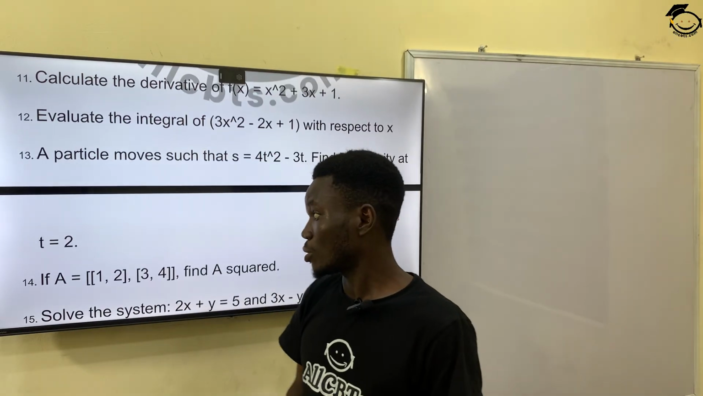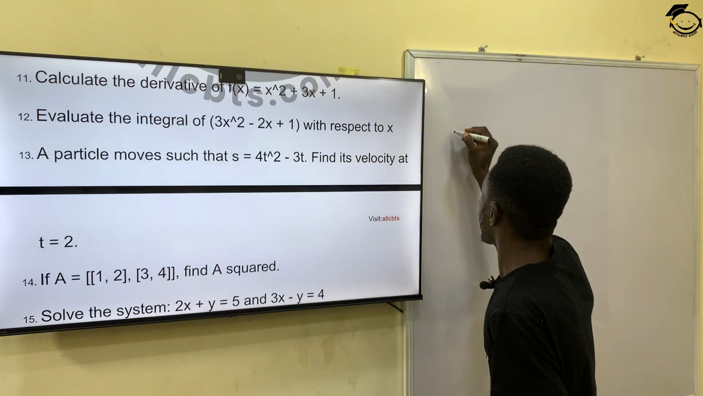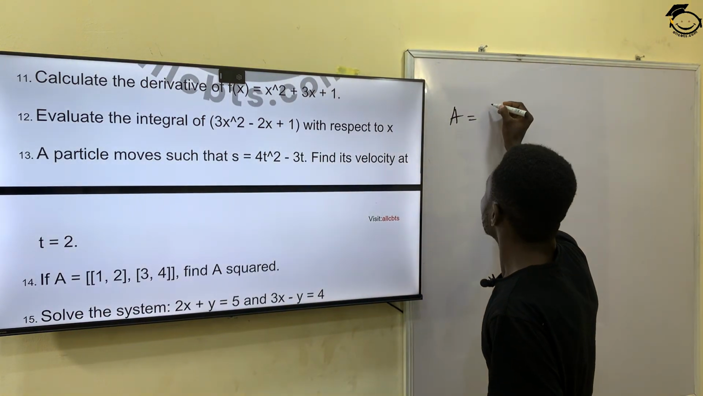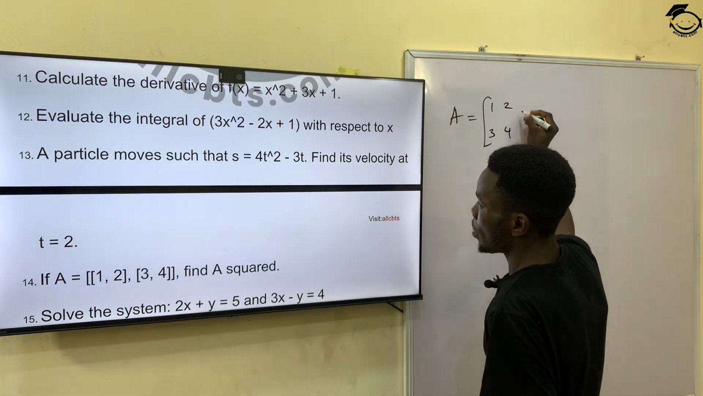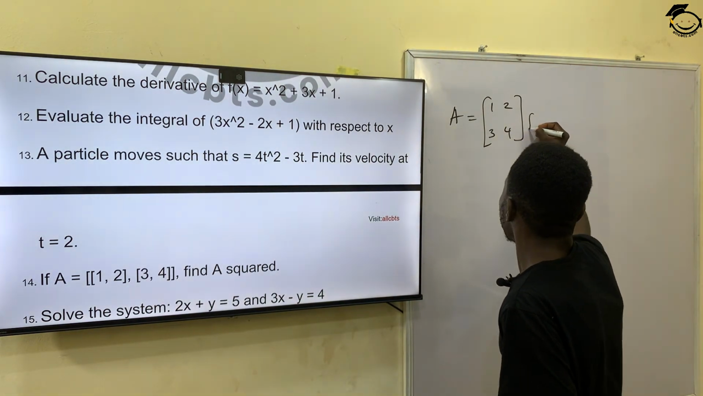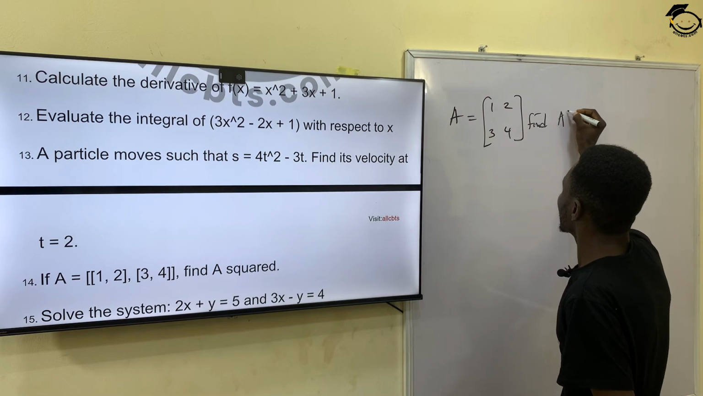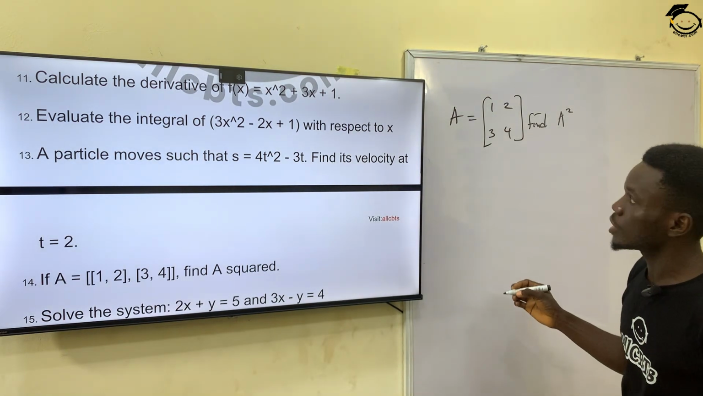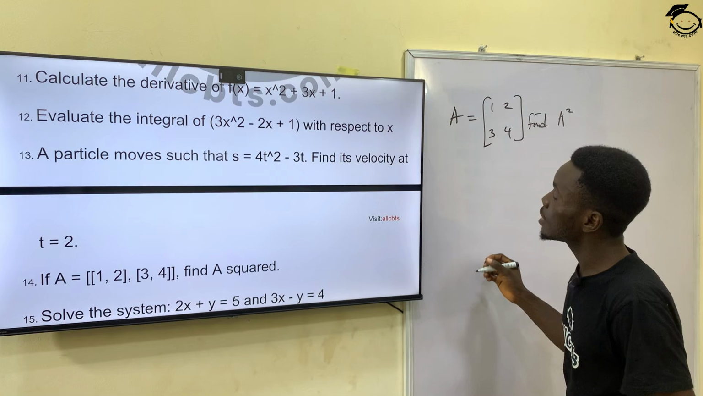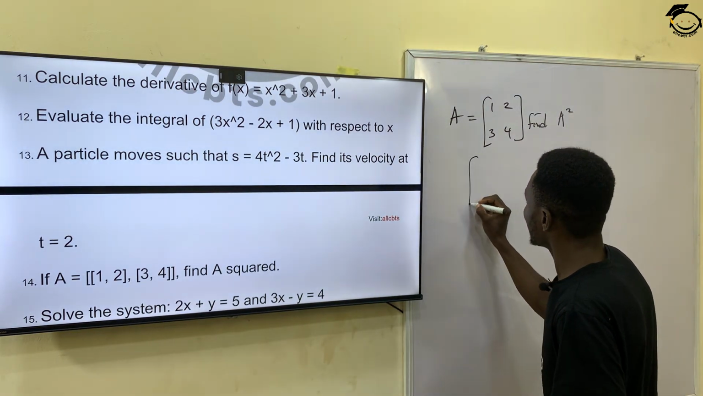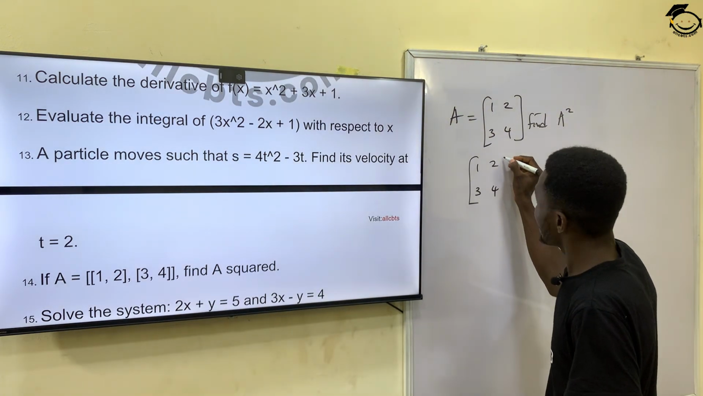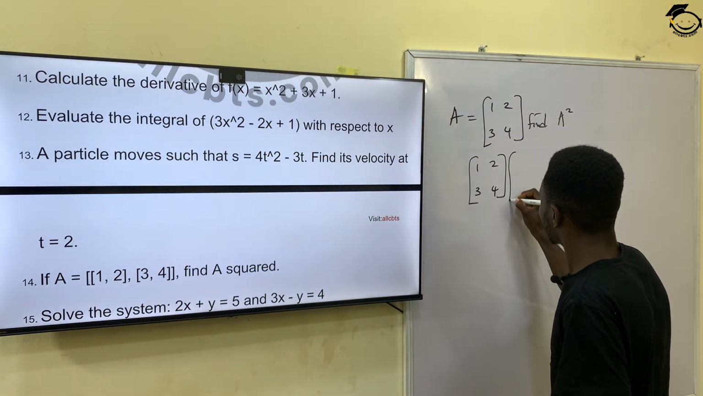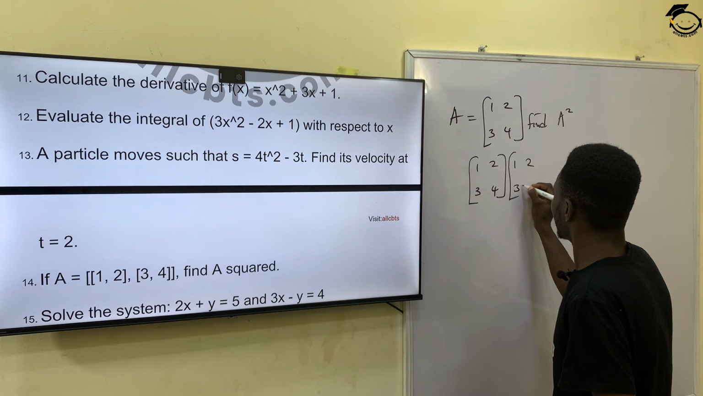So that takes us to question number 14, which says if A is equal to 1, 2, 3, 4, find A squared. So we have to find A squared. It simply means that you have to multiply this matrix by itself. So what you simply have is 1, 2, 3, 4, then I have 1, 2, 3, 4.